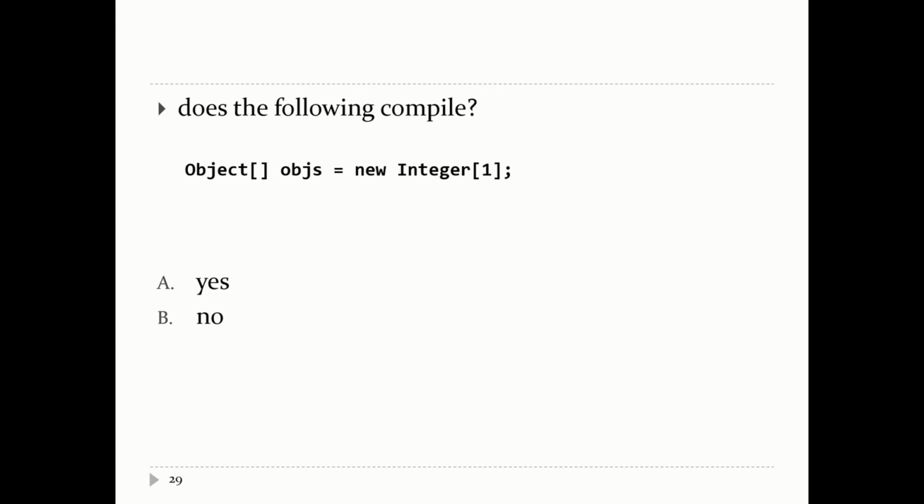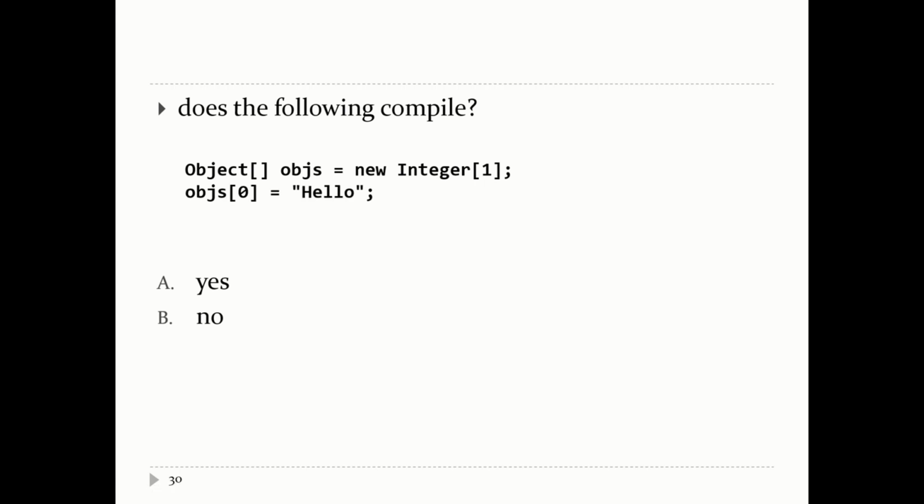You have to be very careful with this because you can do all sorts of weird things. So can I write the following? Can I make an array of Object, and can I store a reference to an array of Integer in objs? The answer is yes, you can, because an array of Integer is a subclass of an array of Object. So an array of Integer is substitutable for an array of Object. So this compiles.